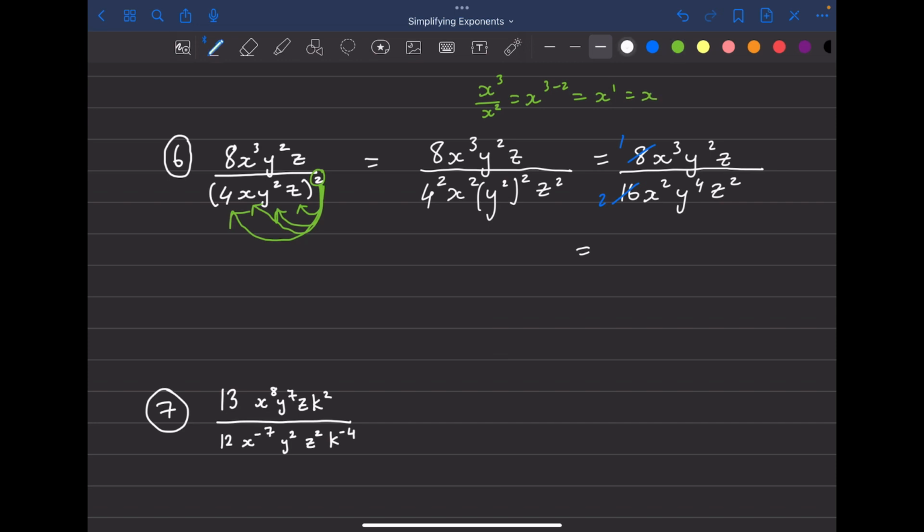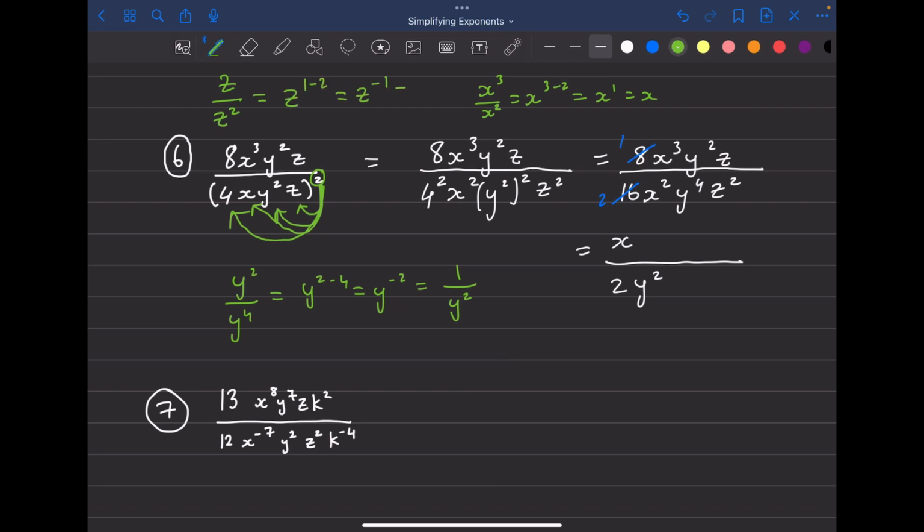So so far we have x, 2 on the bottom. And now for the y's, I'm going to write it here again. So we have y to the power of 2 over y to the power of 4. This is y to the power of 2 minus 4, which is y to the power of negative 2, which is 1 over y squared. So we have a y squared on the bottom. And then for the z's, z over z squared. This is z to the power of 1 minus 2, which is z to the power of negative 1, which is 1 over z. And we're done. So we're going to have a z on the bottom.